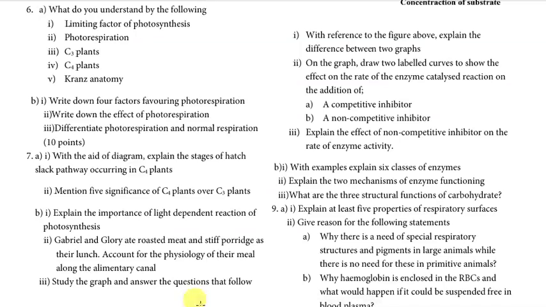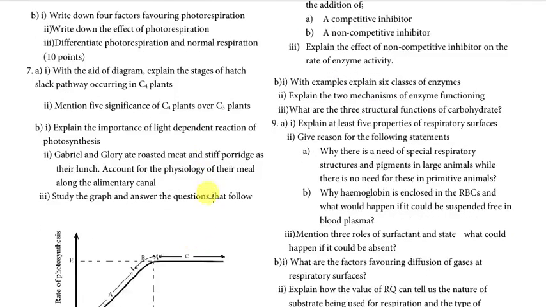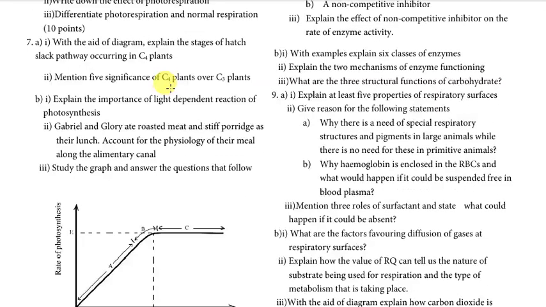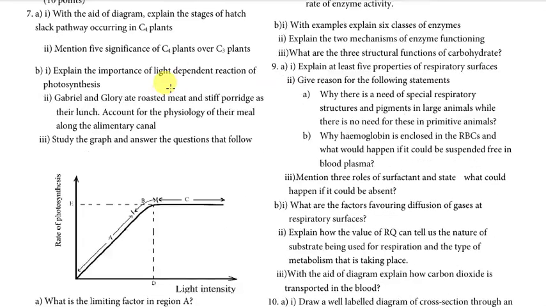Question seven: with the aid of a diagram, explain the stages of the Hatch-Slack pathway. I don't know if there is anyone who doesn't know the Hatch-Slack pathway of C4 plants. It is clearly explained in the BS, and also in my notes. This is a question to explain the Hatch-Slack pathway, it's clear. Mention 5 significance of C4 plants over C3. You may not know 5, but in this question you are required to mention 5.